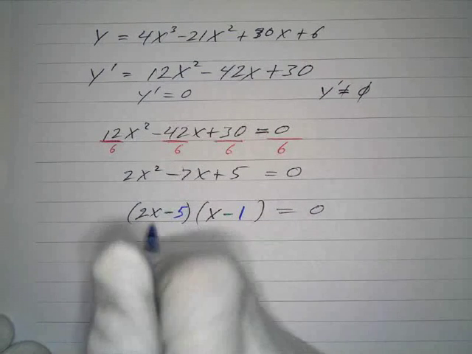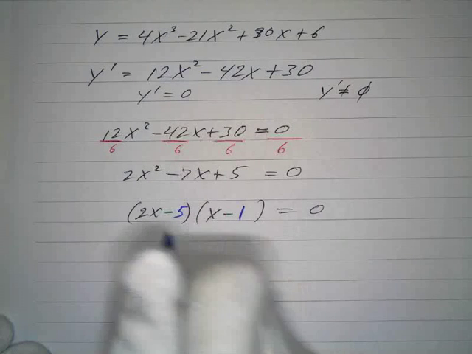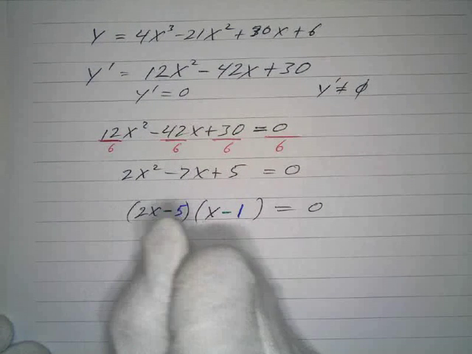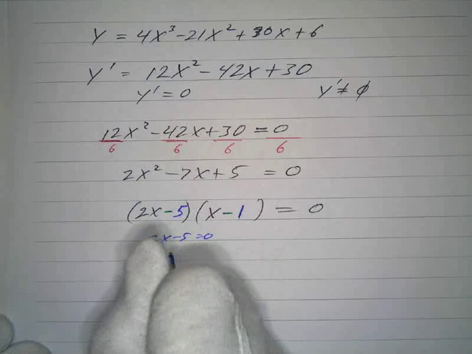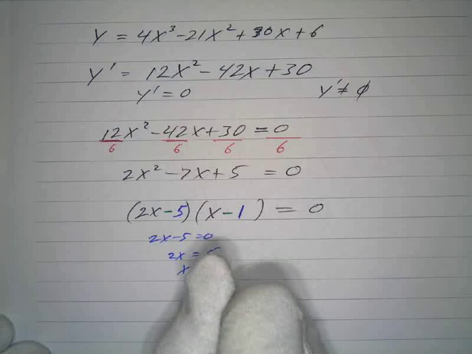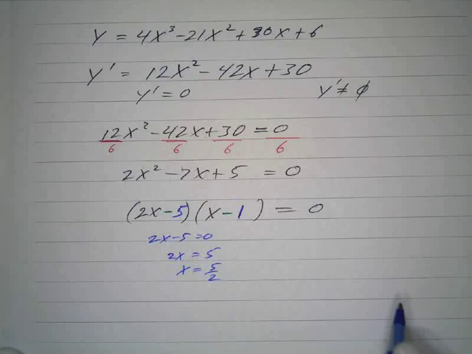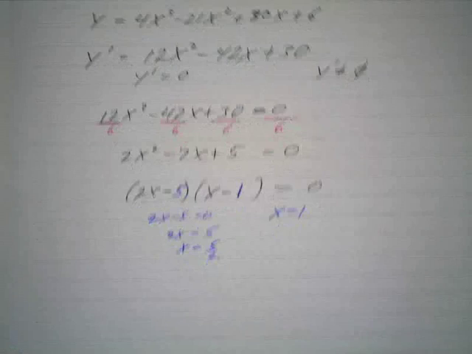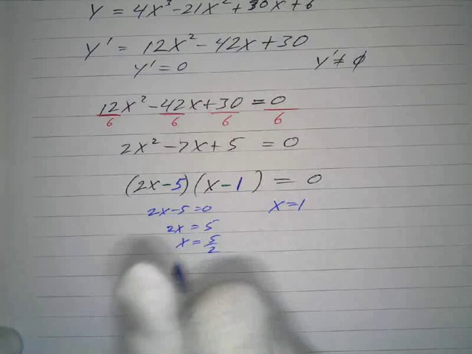So my roots are, not my possible roots, I set this equal to 0, so 2x minus 5 equals 0. So 2x equals 5, x equals 5 over 2, or 2.5. And over here, this is easy, x equals 1. So those are my critical numbers. This is like 2.5.